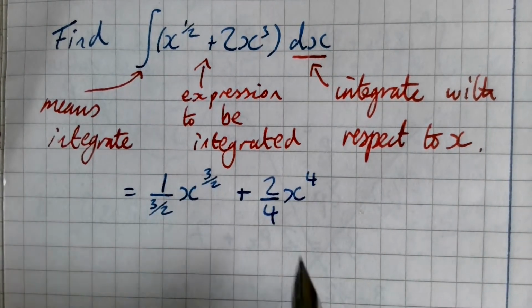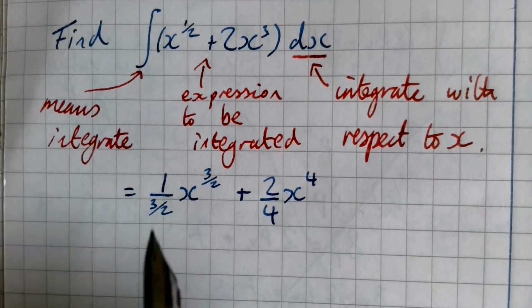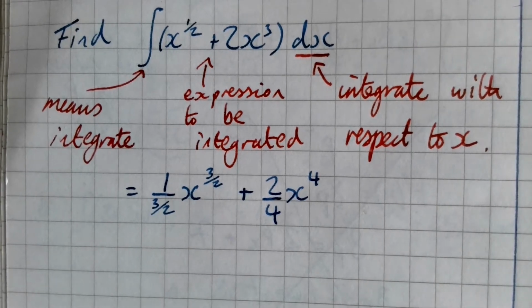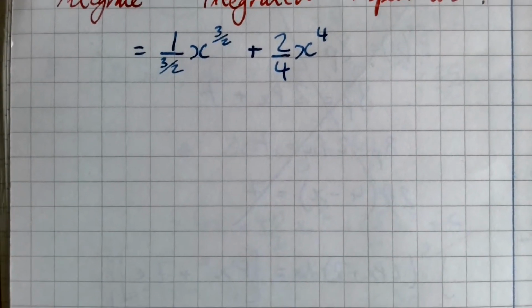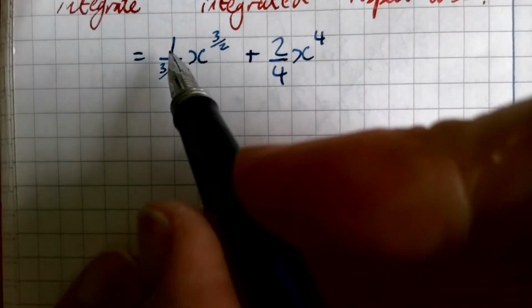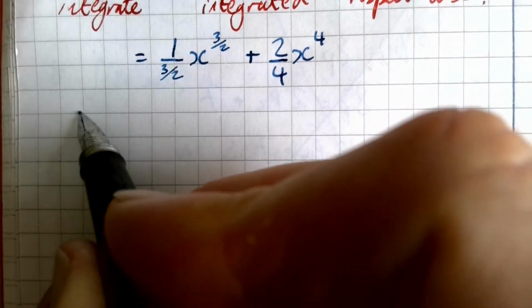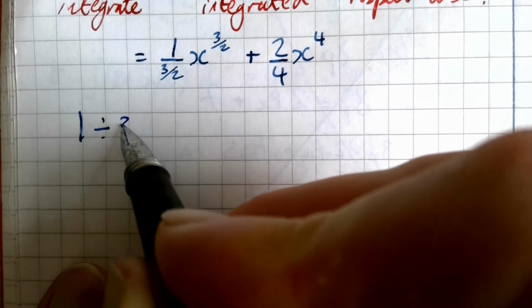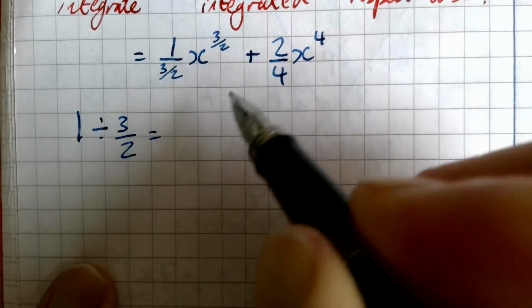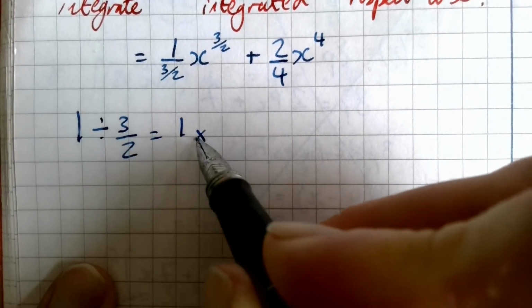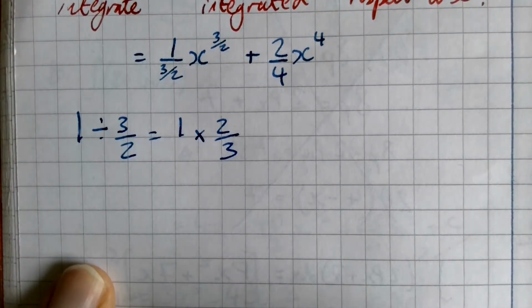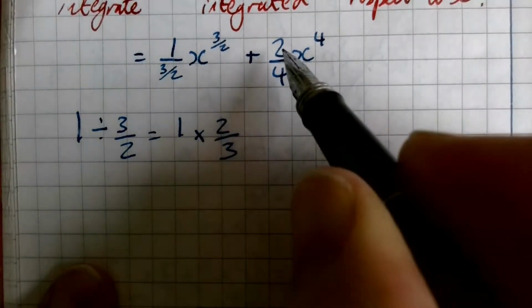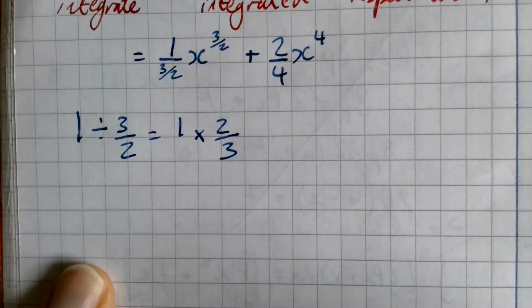And some people like to do all of this in one go, but I think if you do this, then you can look at what calculations you've got to do that might be a bit tricky, and separate them out. So I've got 1 divided by 3/2, and I know that means multiplying by the reciprocal. So 1 times 2/3 is 2/3, and 2/4, well, that's quite easy, that's a half.